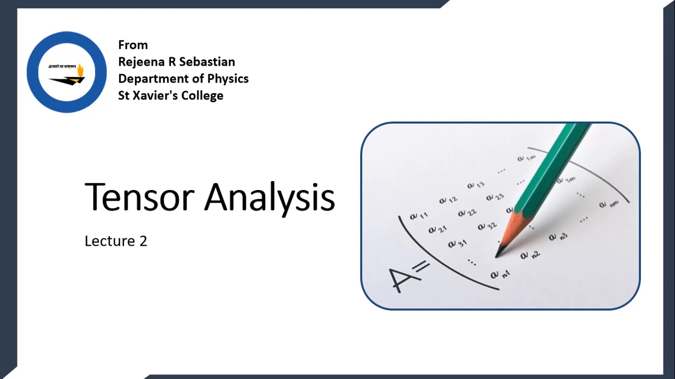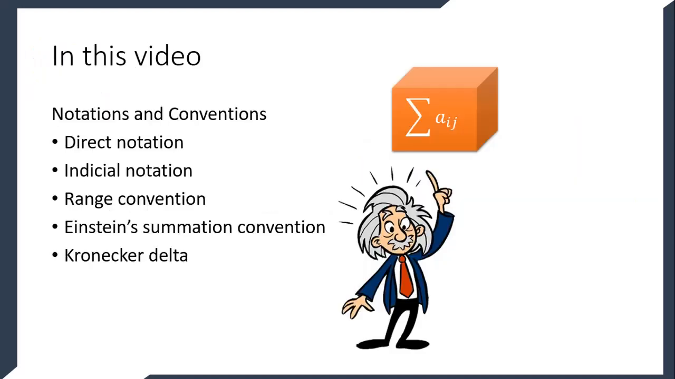Hello dear student, welcome to the second lecture in tensor analysis. In this video, we will be learning about notations and conventions. We will be looking into the direct notation, indicial notation, range conventions, Einstein's summation convention, and also about Kronecker delta.